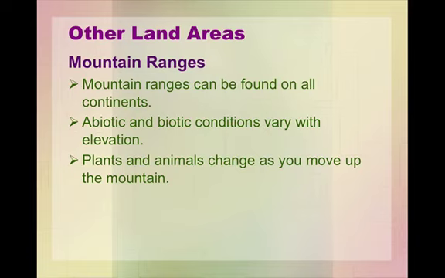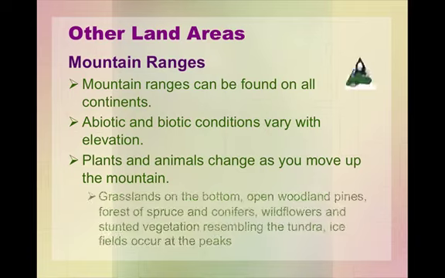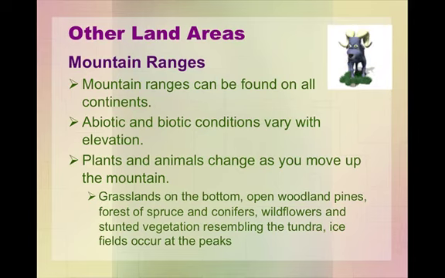Plants and animals change as you move up the mountain. For example, grasslands on the bottom. As you're moving up, there's then open woodland pines, forests of spruce and conifers as you're getting higher, wildflowers and stunted vegetation. Stunted means short. So once again, short vegetation resembling the tundra, and then ice fields occur at the peaks. So as we're increasing the elevation, the temperature is getting much colder, so you're going to see less and less vegetation as you get to the top of the mountain.